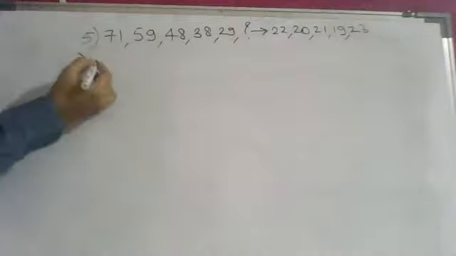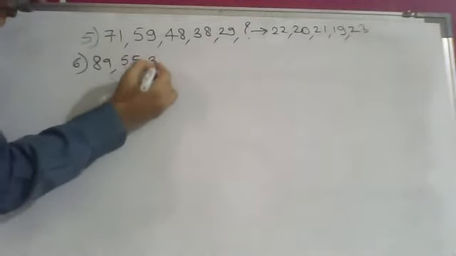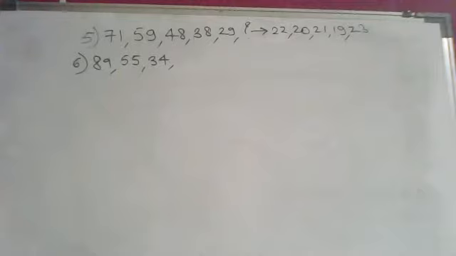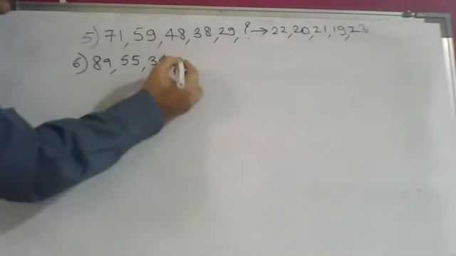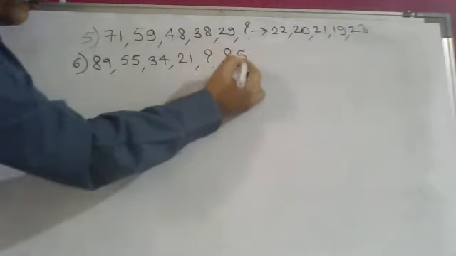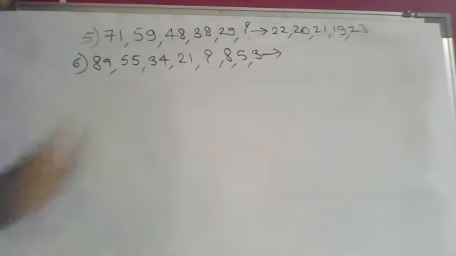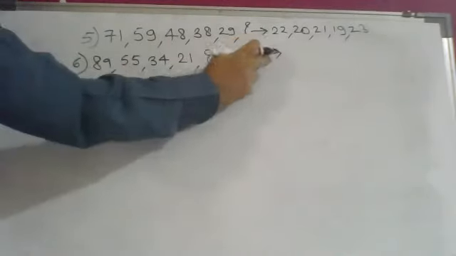Question 6: 89, 55, 34, 21, question mark, 8, 5, and then 3. We have to find out the number at the place of question mark.